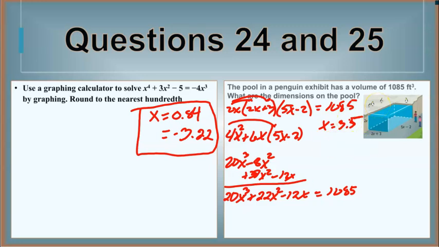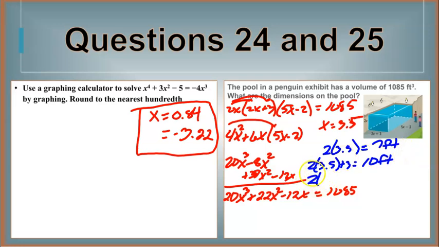So the height would be 2 times 3.5, which will give us 7 feet. And then the width would be 2 times 3.5 plus 3, which would be 7 plus 3, which is 10 feet. And then the length would be 5 times 3.5 minus 2. 3.5 times 5 is 17.5, minus 2 gives us 15.5 feet.